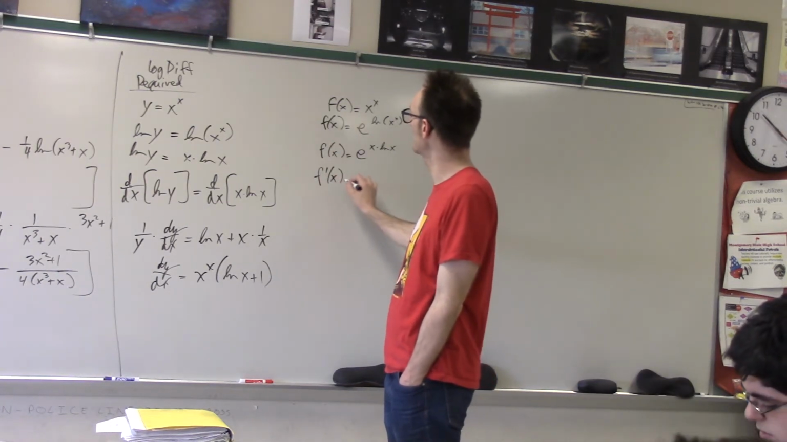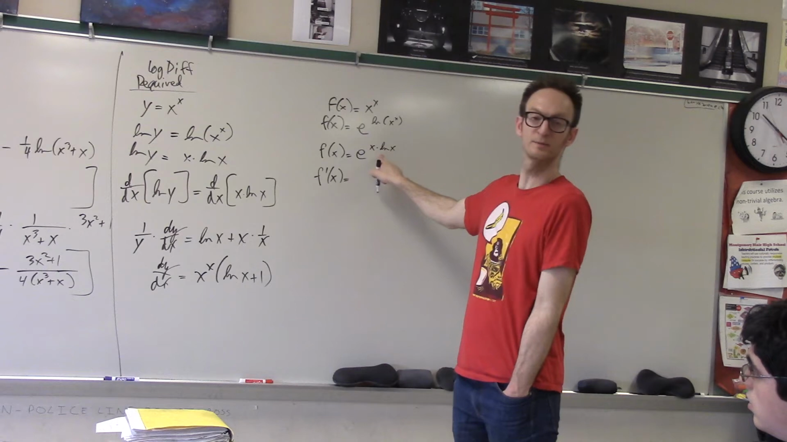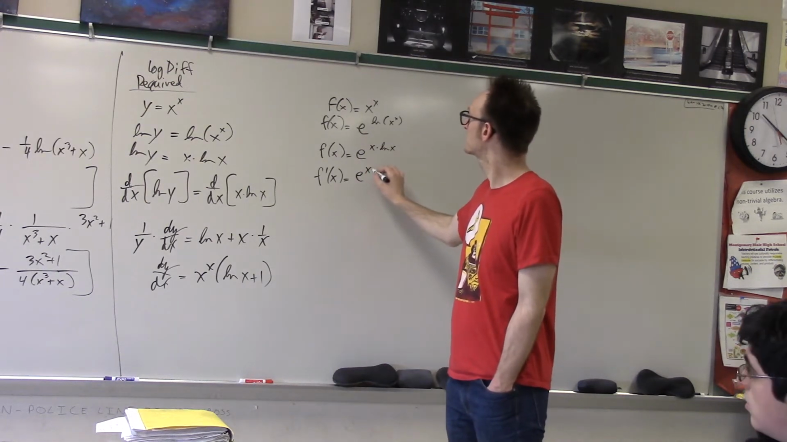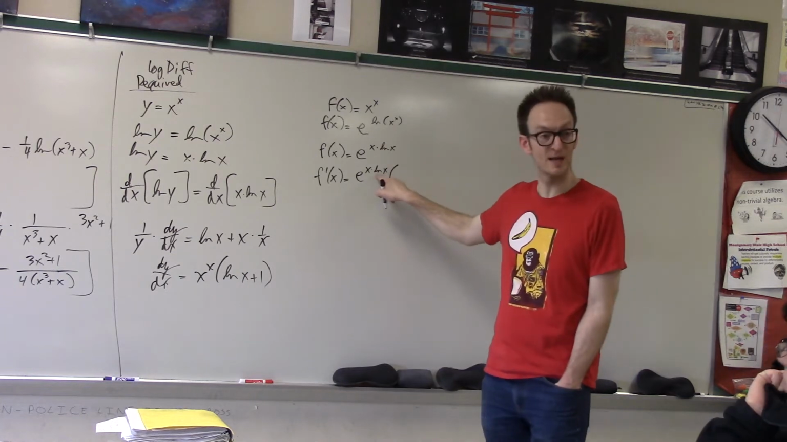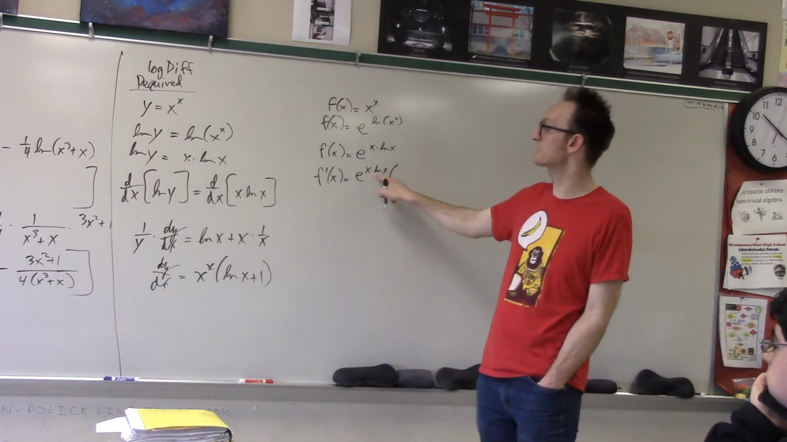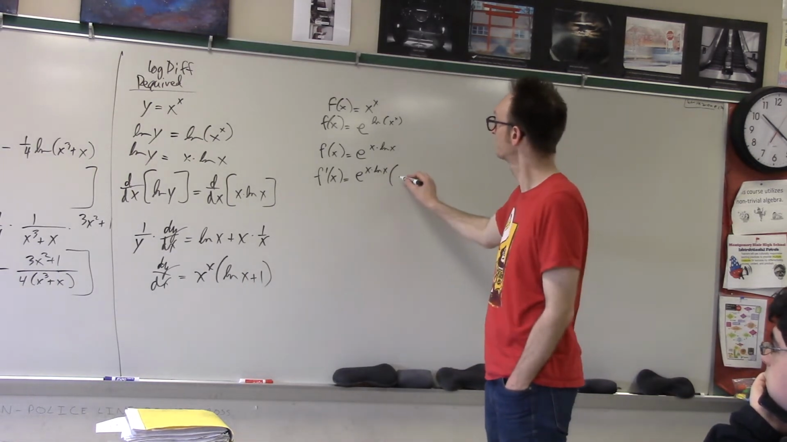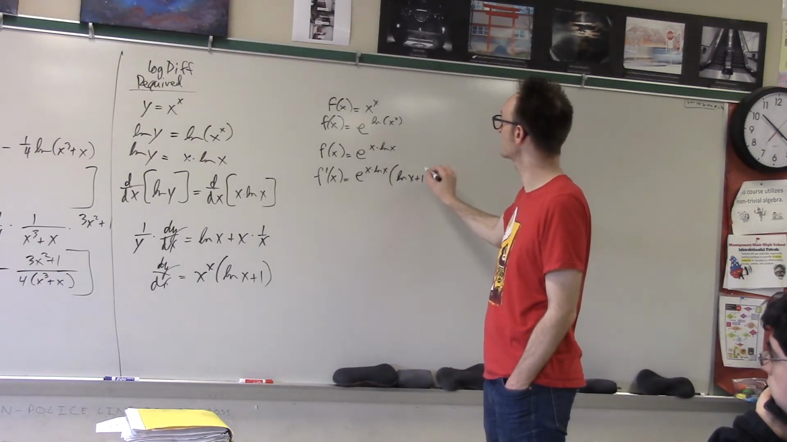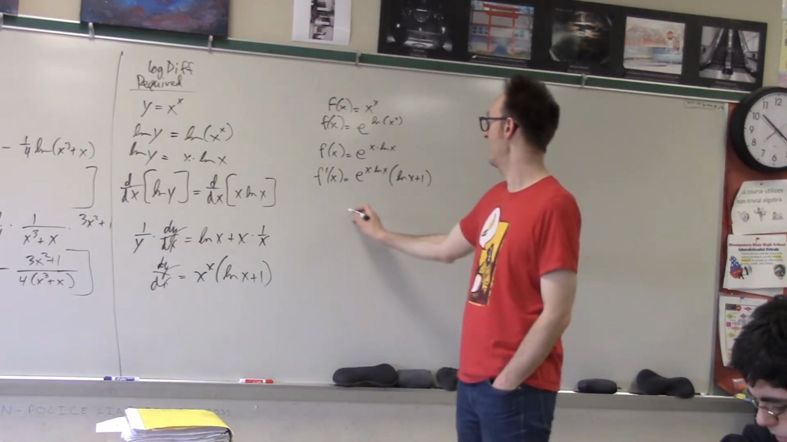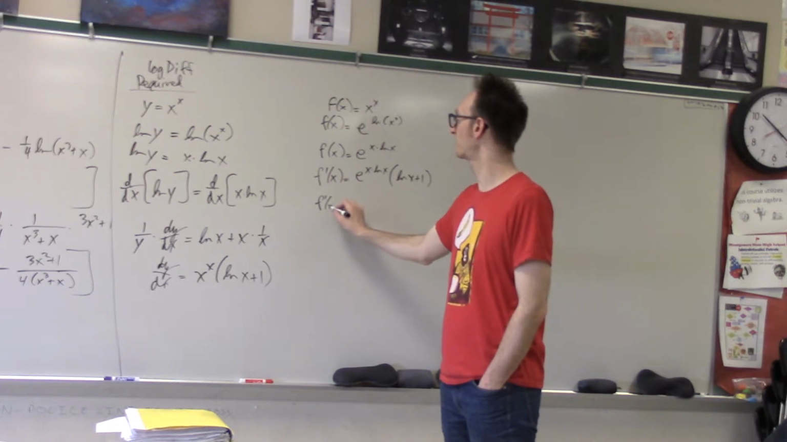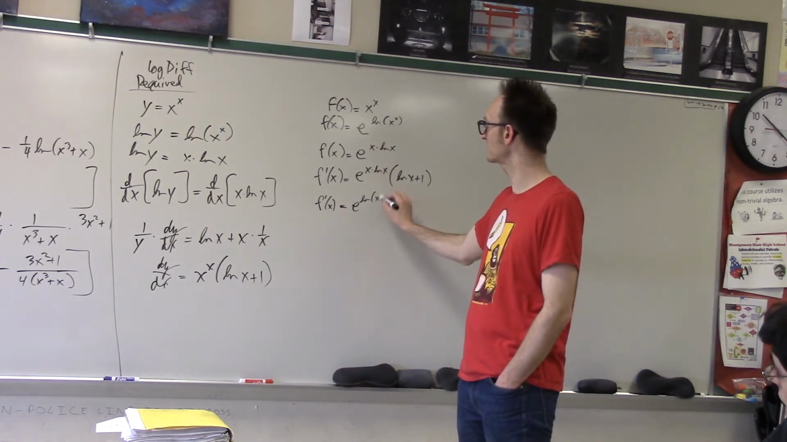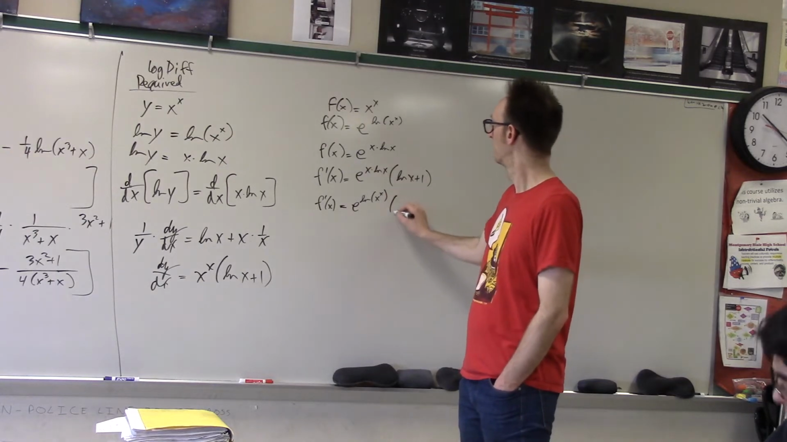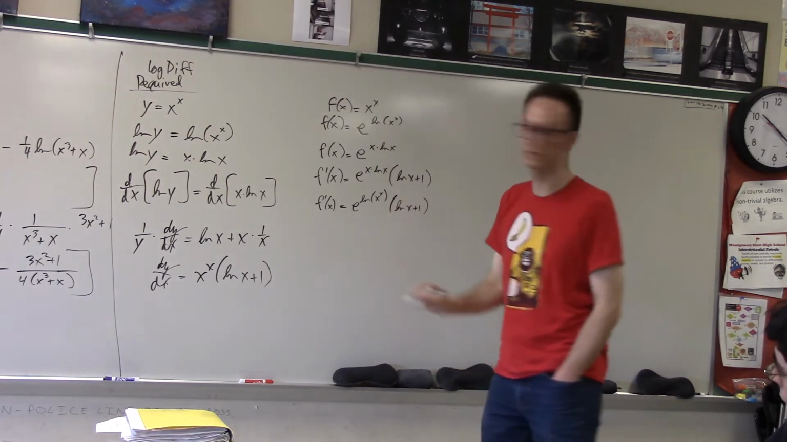Now I take the derivative. What's the derivative of e to the something? E to the something, times the derivative of the something. And so now I differentiate x ln x, which is just ln x plus 1. And then I just reconvert this back into e to the ln of x to the x. Yeah, I'm just doing the same problem in a different way.